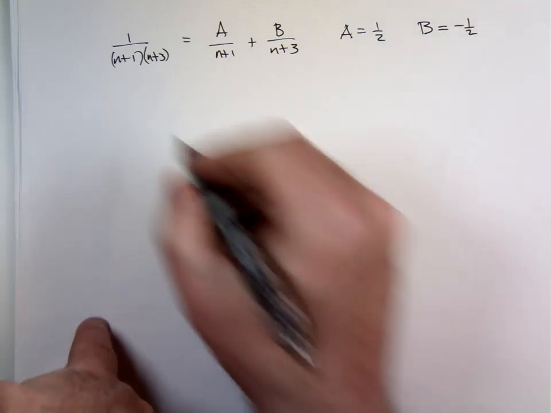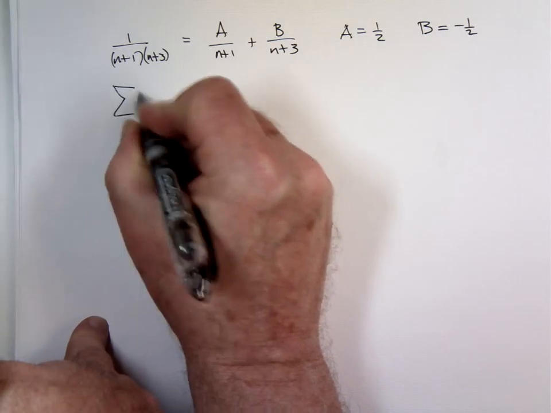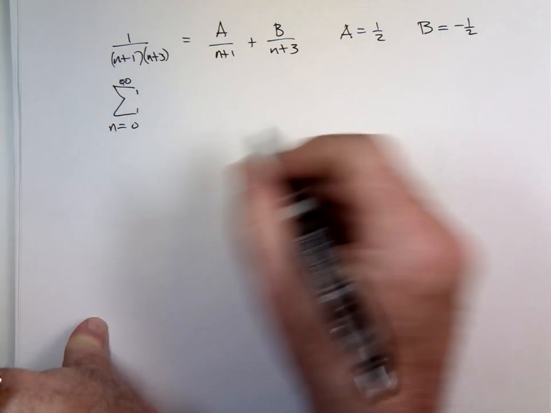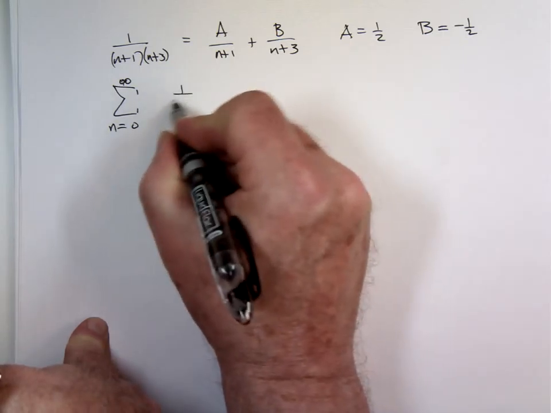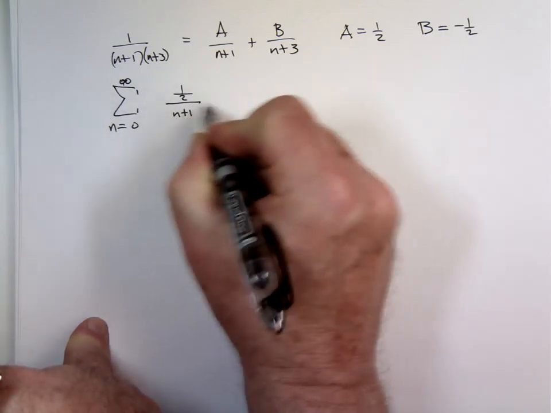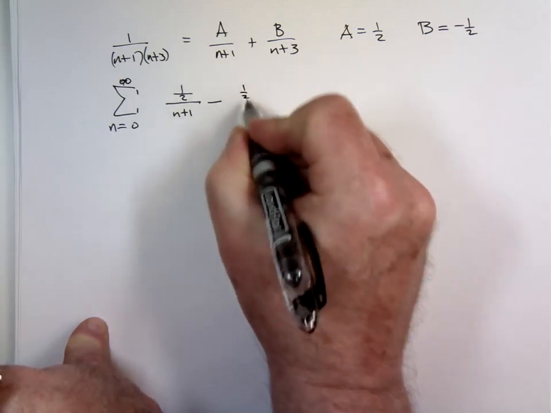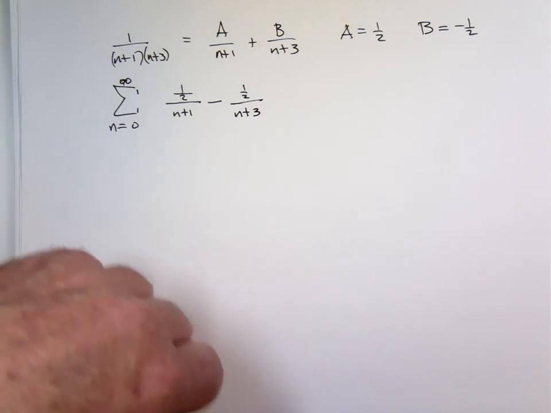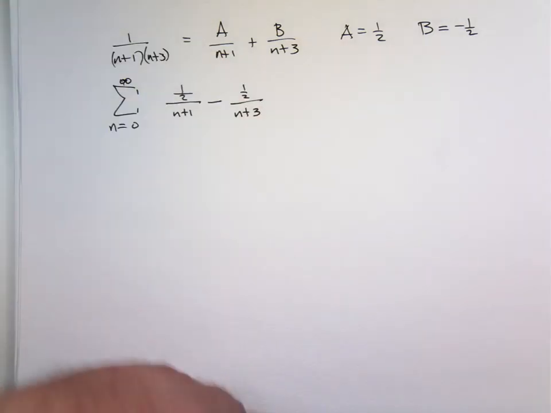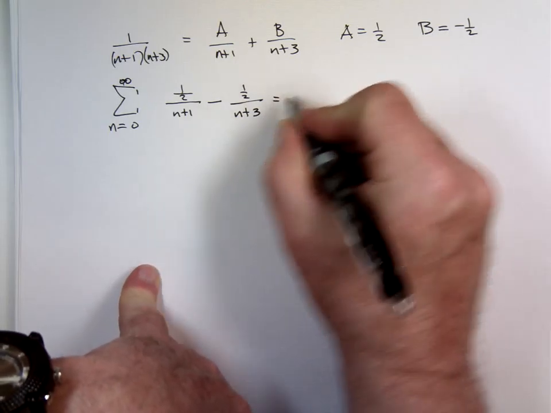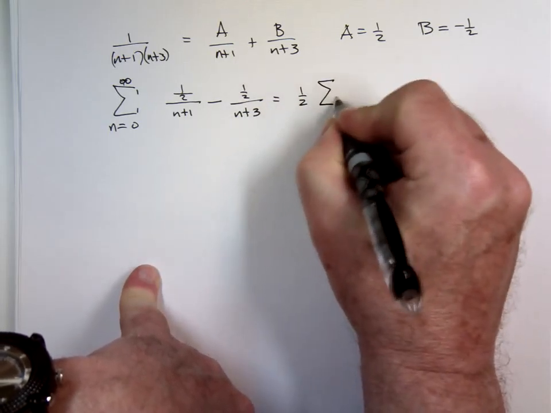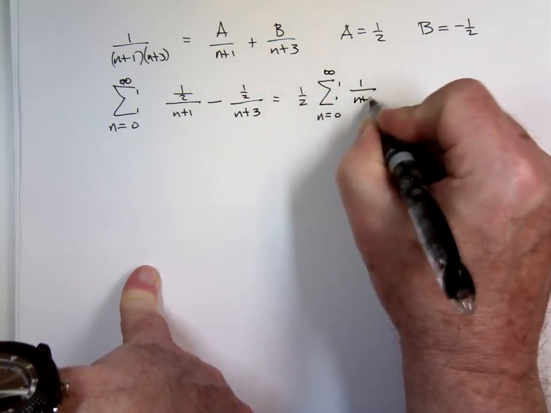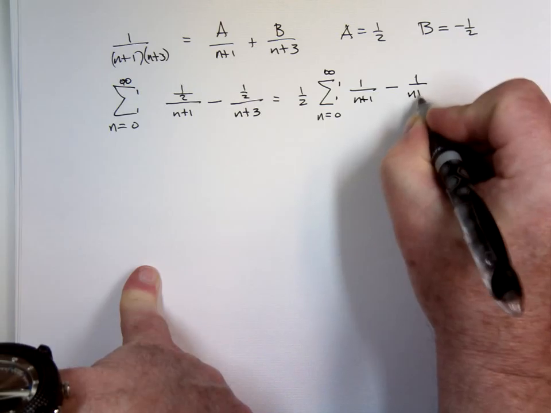Therefore, we can write that sum this way: (1/2) over n plus 1 minus 1/2 over n plus 3. And at this point, it's probably worth your while to take the 1/2 all the way out front. You don't have to do this, but it's probably easier.